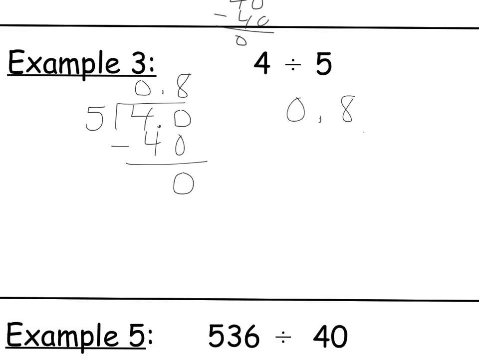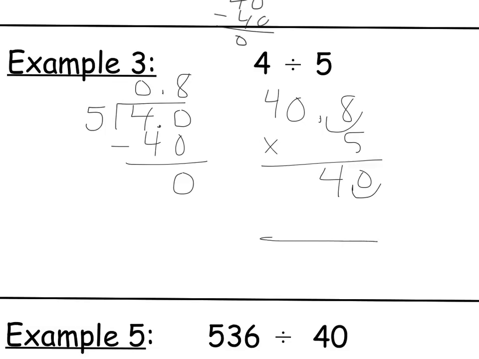8/10 times 5 will give me 8 times 5 is 40, carry the 4. 0 times 5 is 0, plus 4 is 4. There's one decimal place in the top number. One decimal place goes in the answer, so I do get 4 as my answer, which is the dividend, what I started with.